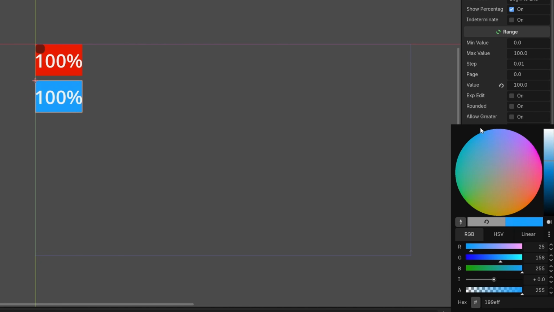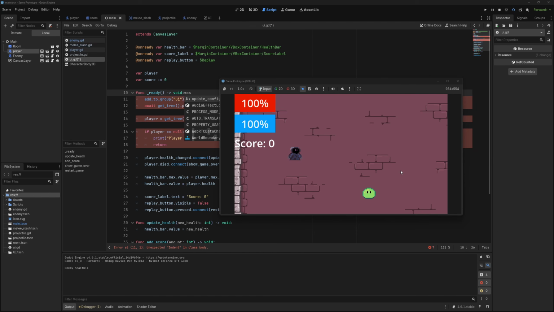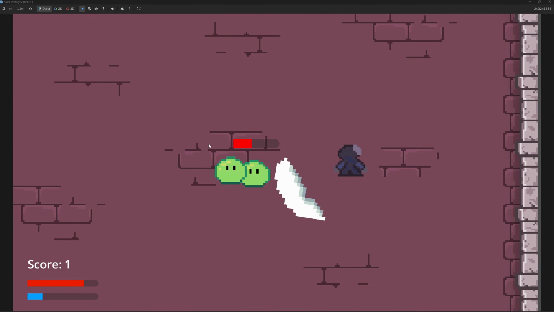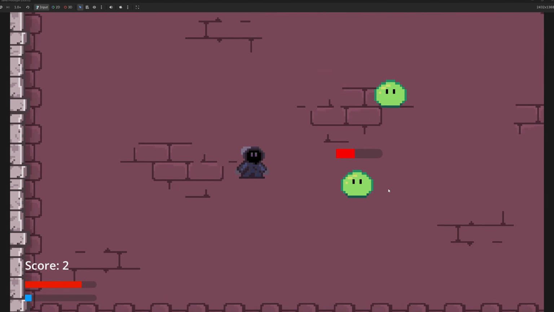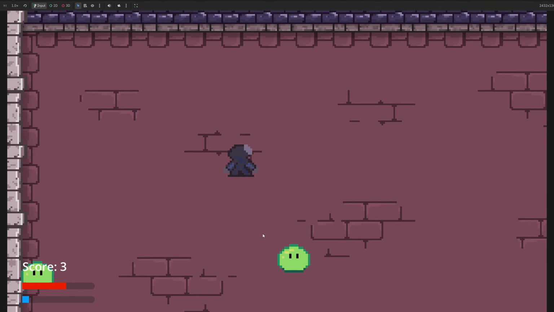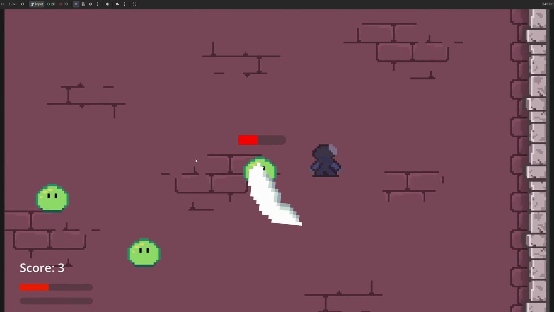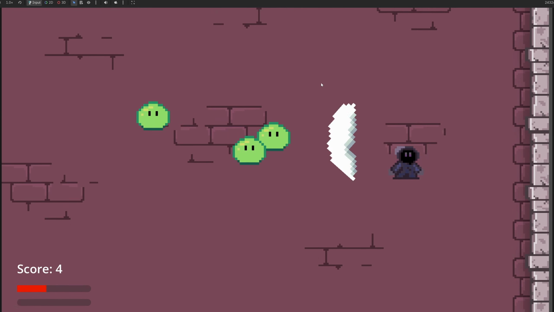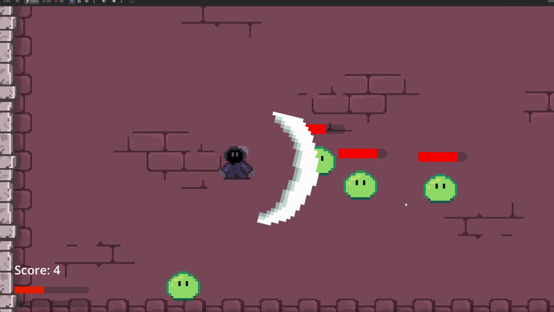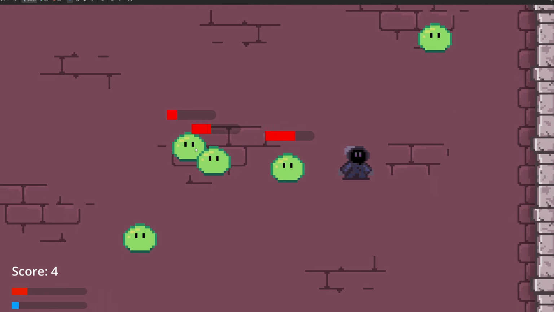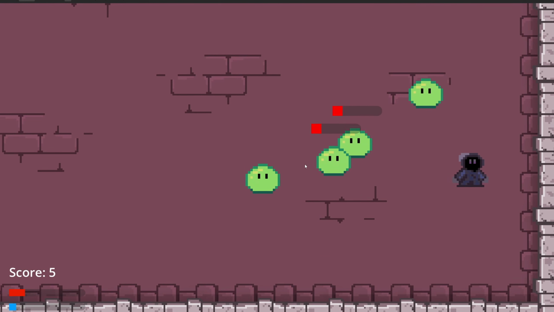I also added some basic UI: a health bar, a mana bar, a score system, and a replay button. To finish it off, I added an infinite enemy spawning system, and with that, I basically recreated my Unity project in Godot. Looking back, it sounds pretty straightforward, but it really wasn't.